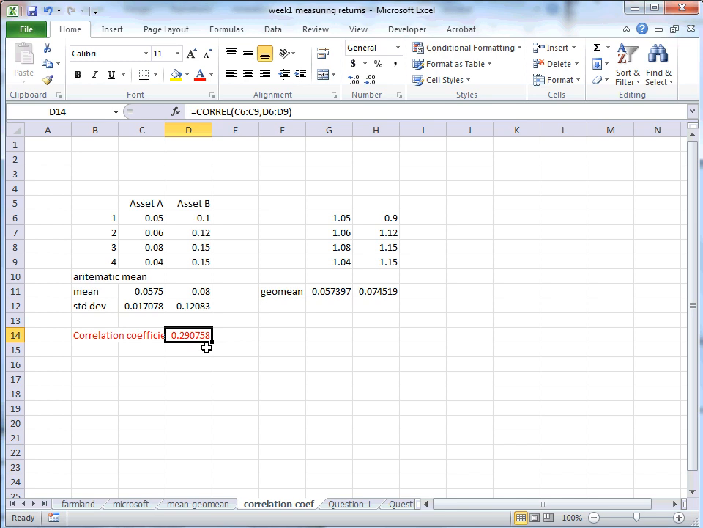That completes our modules this week. We'll be talking more about mean and standard deviations next week. And as you're doing the homework, you will get to calculate mean, standard deviations, and correlation coefficients.